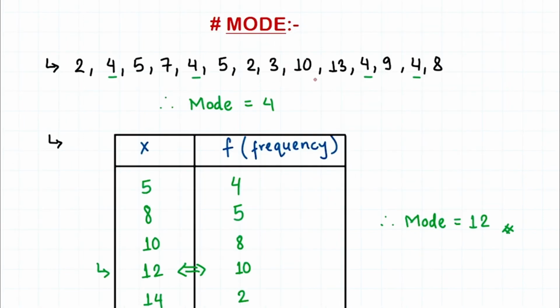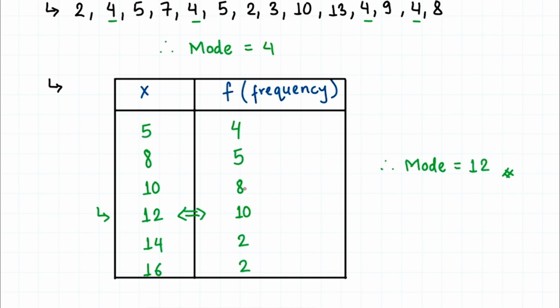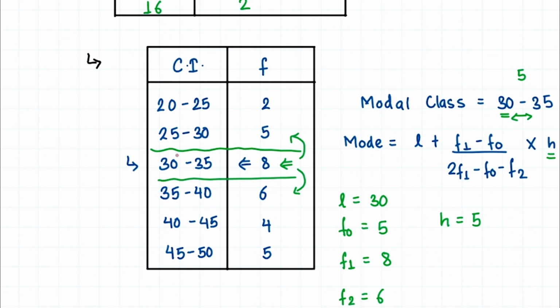So in our individual data, you didn't have to do anything, right? You just look at the data and see which one is repeating the most, and that's your mode. In your discrete data, you look at the maximum frequency, and the data having the maximum frequency is your mode. And in the continuous data, you can't find the mode directly because the data is in classes, right? And so you find the modal class first, and then you find the mode by using this formula. So if you just remember this formula, then you can easily find the mode of continuous data, okay?